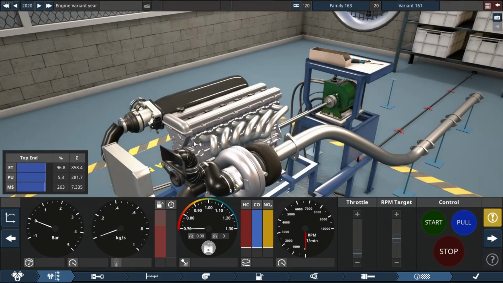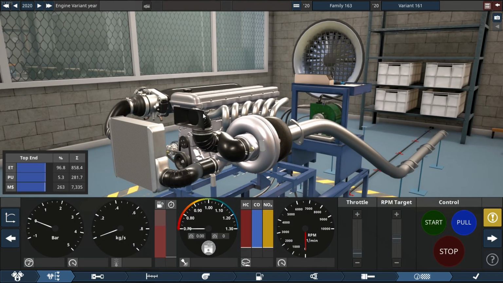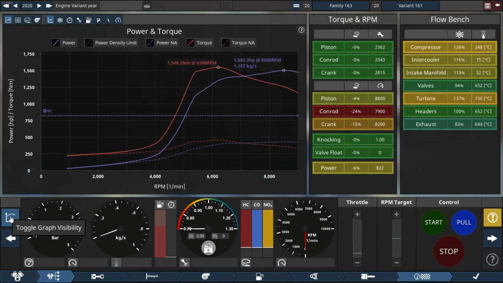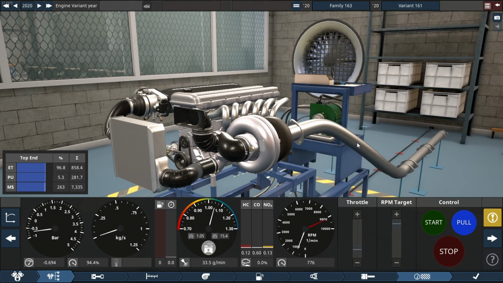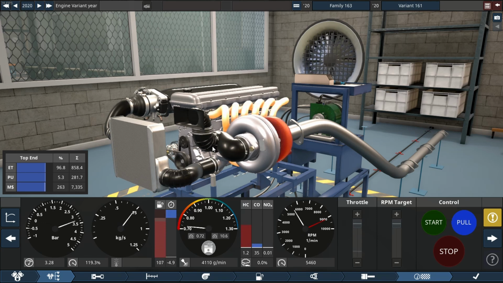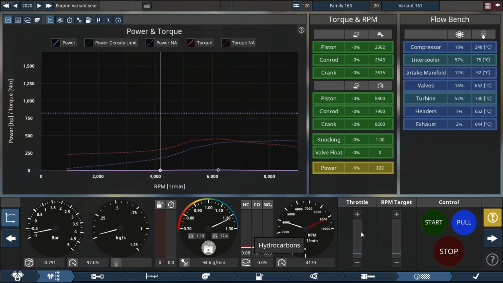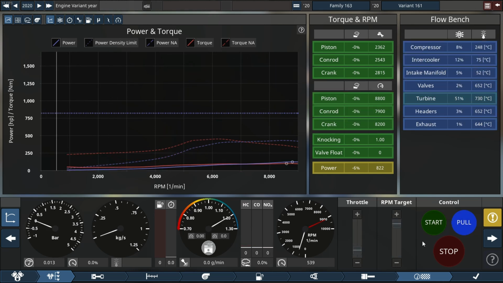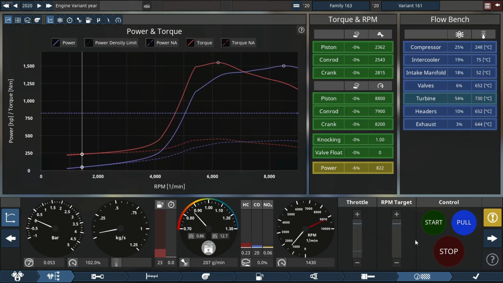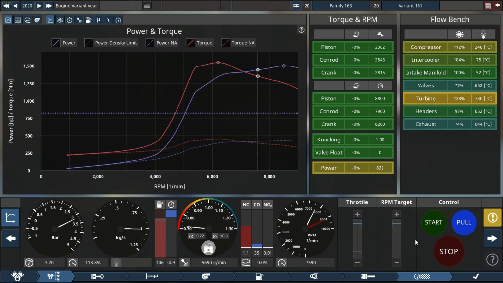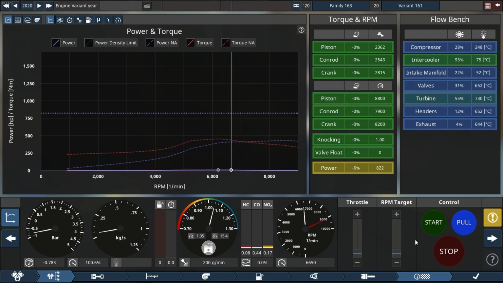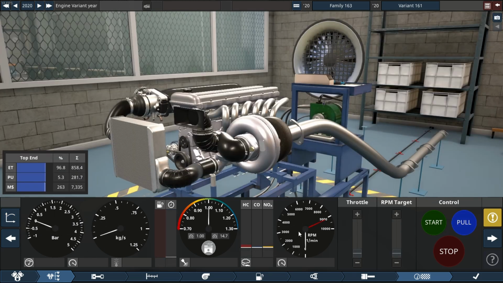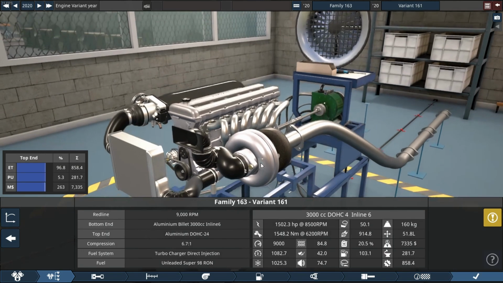So yes, enough rambling. We gotta do two dyno runs, one looking at this beautiful engine and one looking at the graph. So hopefully this thing sounds pretty good. We'll see. Holy cow, this engine actually sounds pretty good and we're making good power, so I think we accomplished our goal for today.